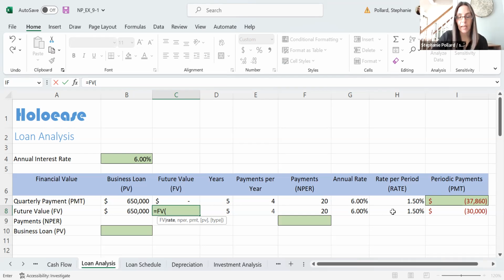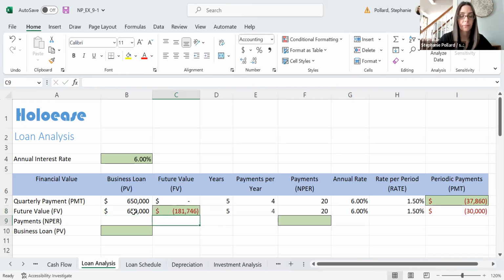So we do need to plug in the rate, and it's the rate per period, the total number of payments. Next, we're going to select the payment amount. So we told Excel, hey, we want to try for $30,000 every quarter. We are going to give it the present value because that is $650,000. And again, the type here, we can default to 0, payments at the end of each period.